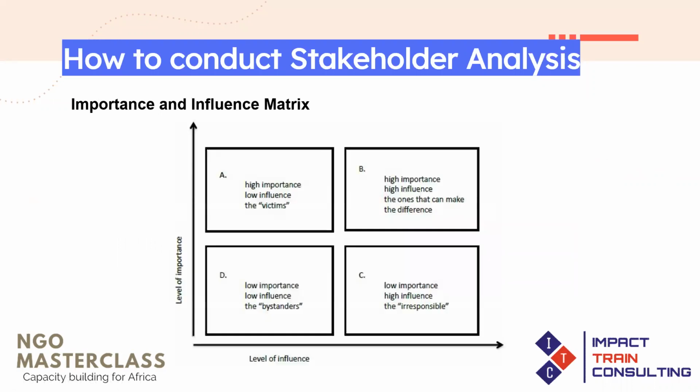Now, another tool that you can use for stakeholder analysis is called the importance and influence matrix. Okay, so the importance and influence matrix is a follow-on to the importance and influence table that we just did.